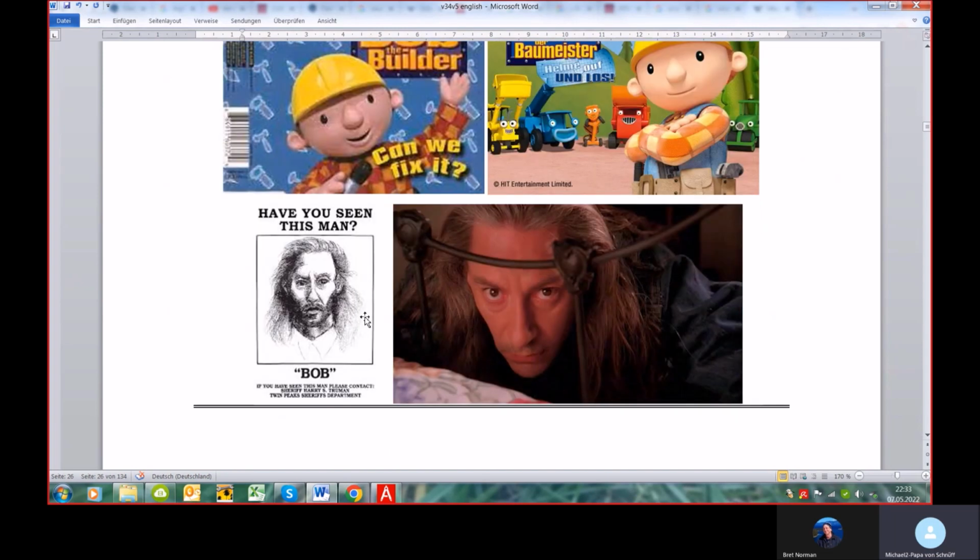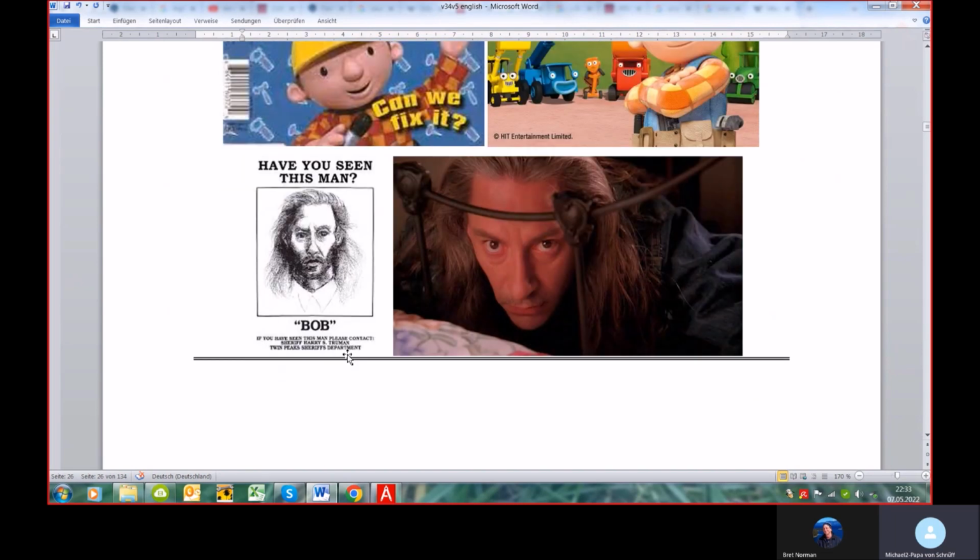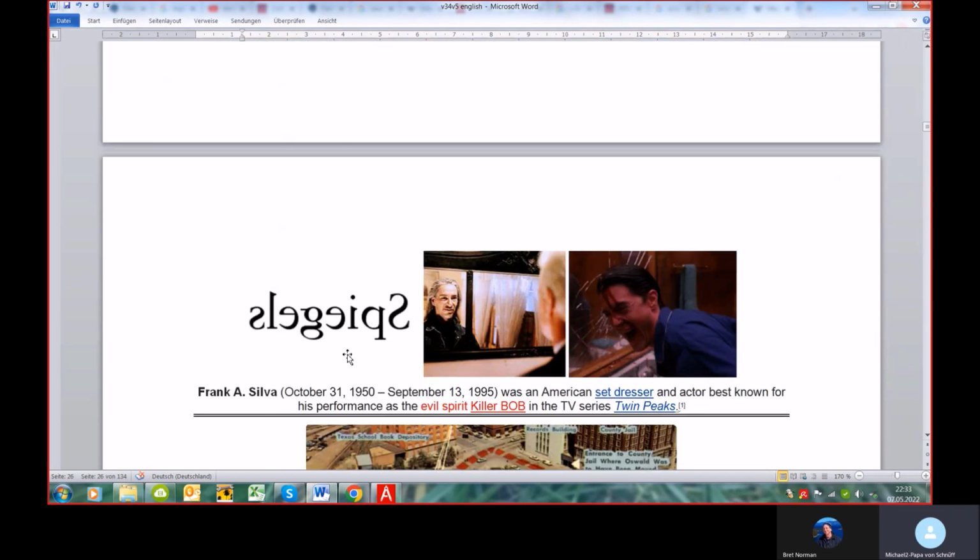Because Bob, of course, is also the evil spirit in Twin Peaks. It is a spirit which is not a real person in that series, but it is an evil spirit. That evil spirit is possessing the murderer in that series and is only visible in a mirror because it represents the reflection, the darker side of that individual looking through the mirror. And the mirror is one of the most dangerous symbols in occult circles.